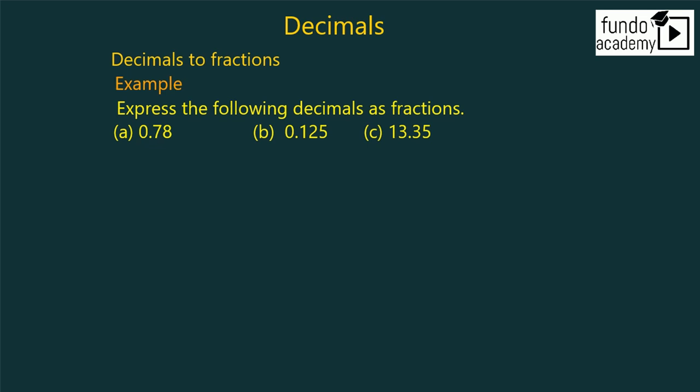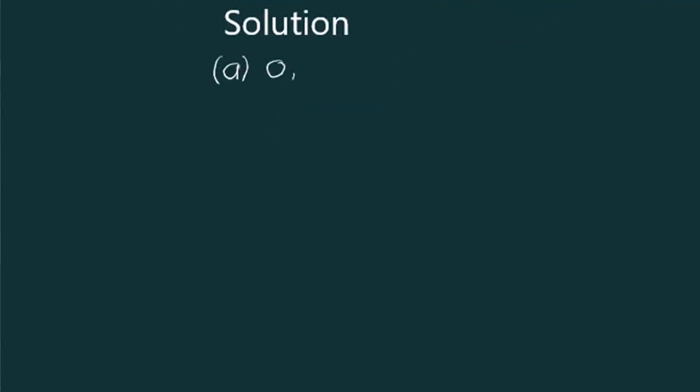Alright, so this is my solution. I'm starting with part A, and on part A we've got 0.78. There could be different methods to expressing a decimal as a fraction, some very short, some very easy ones, but the one that I'm going to show you here is one that I believe is clearer and more straightforward. So with our 0.78, you ask yourself, which multiple of 10 should I multiply 0.78 with to make it a whole number?